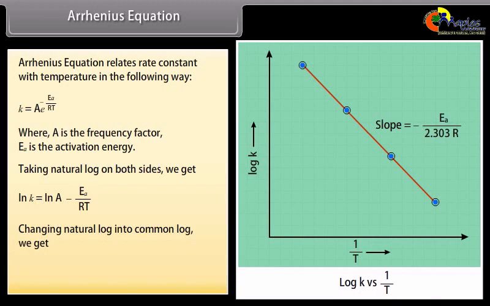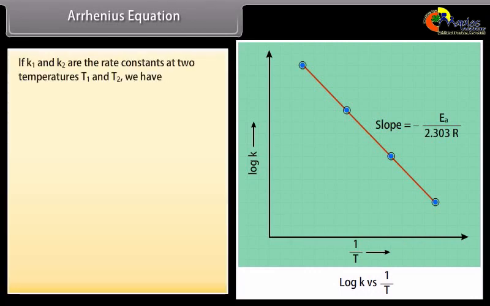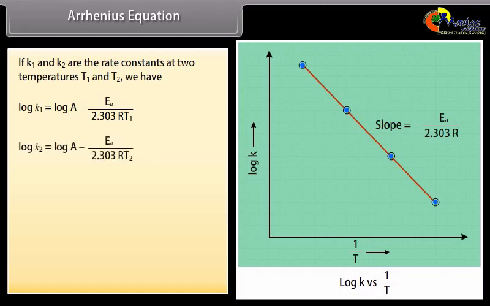Changing natural log into common log, we get log K is equal to log A minus Ea upon 2.303 RT. If K1 and K2 are the rate constants at two temperatures T1 and T2, we have log K1 is equal to log A minus Ea upon 2.303 RT1. Log K2 is equal to log A minus Ea upon 2.303 RT2.